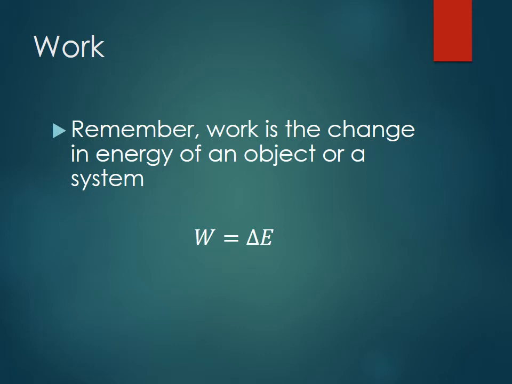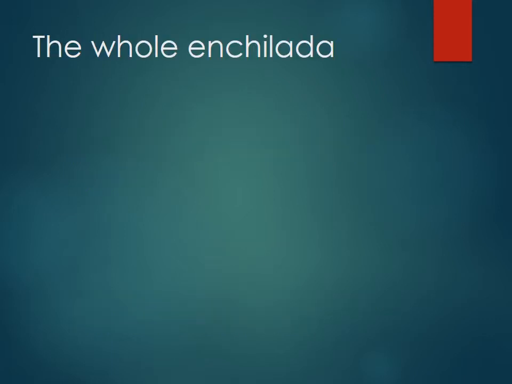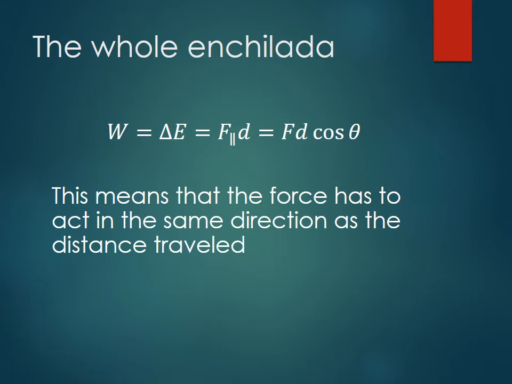All right, but we did look at work done on a system. It was equal to change in energy. But remember, we left out part of what's on the equation sheet. So for the whole enchilada, work equals the change in energy, but it also equals the force parallel times the distance, equals F D cosine theta. So what this means is that the force has to act in the same direction as the distance traveled.